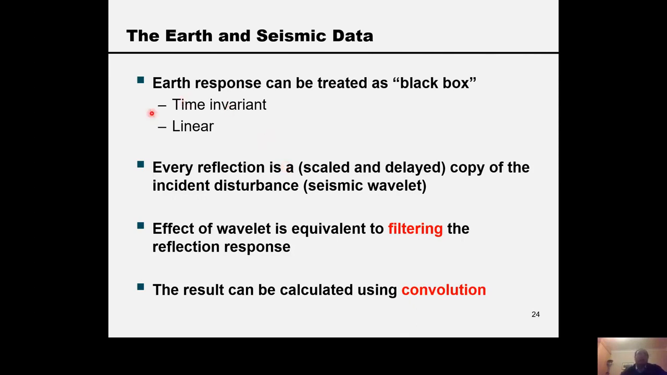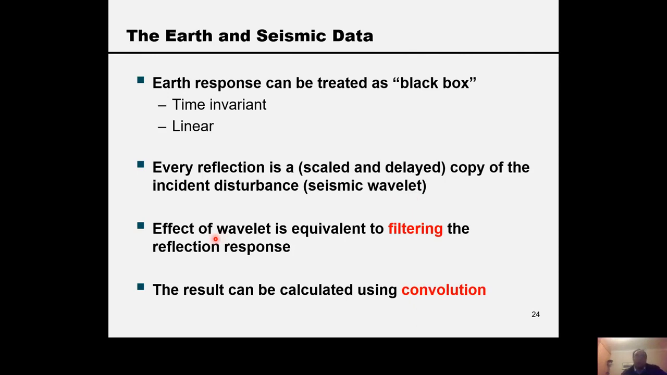And then the summation is linear. Linearity is a fundamental assumption for the superposition. In the previous slides we showed all the wavelets summed together, possibly with different weights based on the reflectivity, but they are linear assumptions. So these are two fundamental principles we exploit in seismic data analysis. And every reflection, as we showed in the previous cartoon, is a copy of an instant disturbance that I call the seismic wavelet.